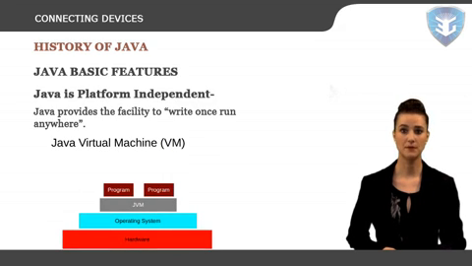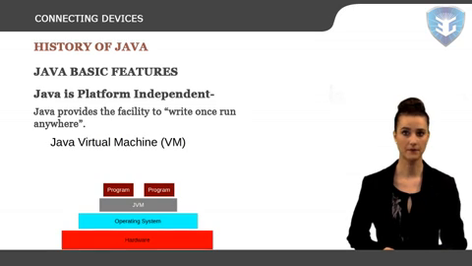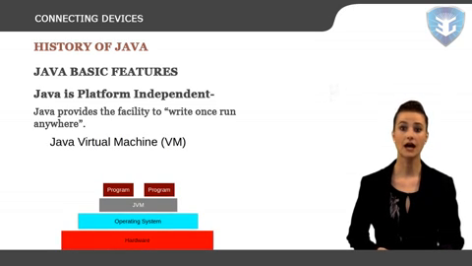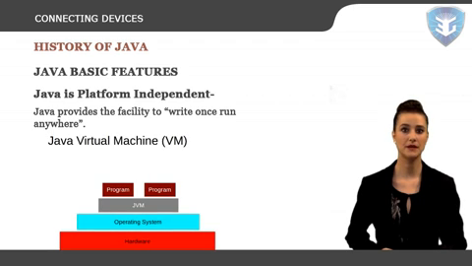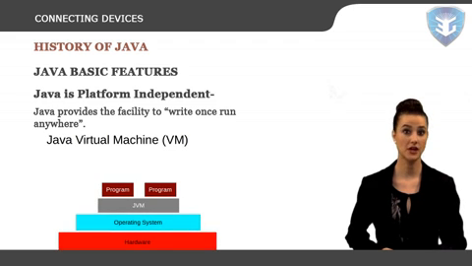Java is platform independent. Java provides the facility to write once, run anywhere. Not even a single language is ideal for this feature, but Java is closer to this feature. Java provides the facility of cross-platform programs by compiling to an intermediate code known as bytecode. This bytecode can be interpreted on any system which has a Java Virtual Machine, JVM.